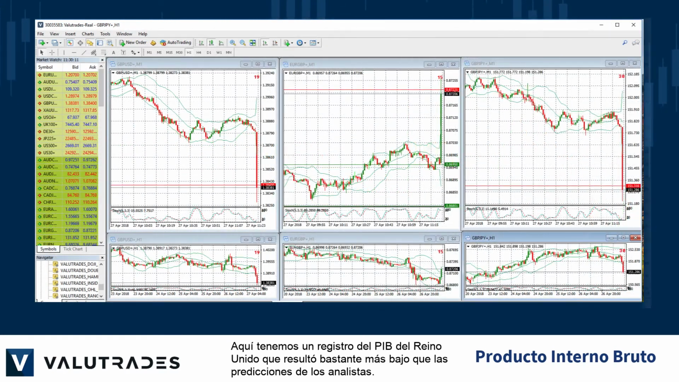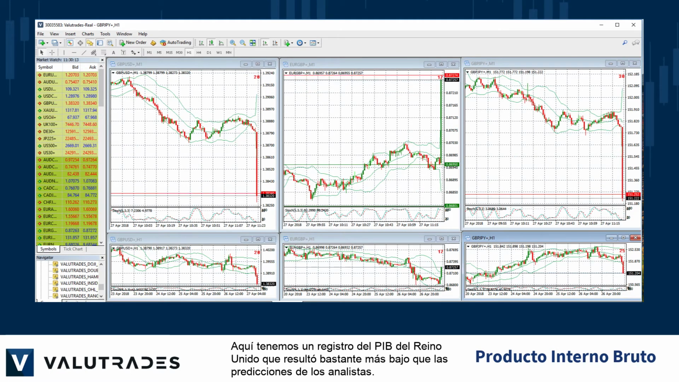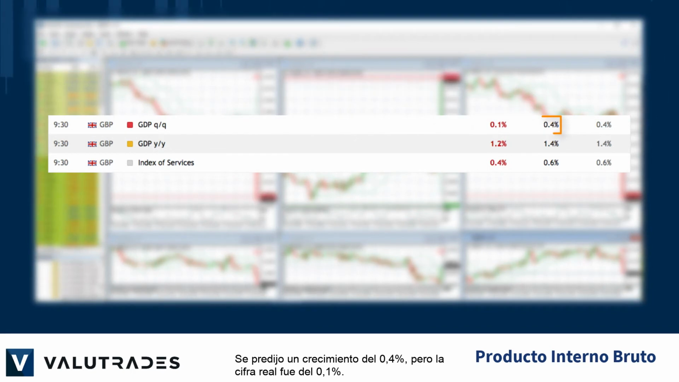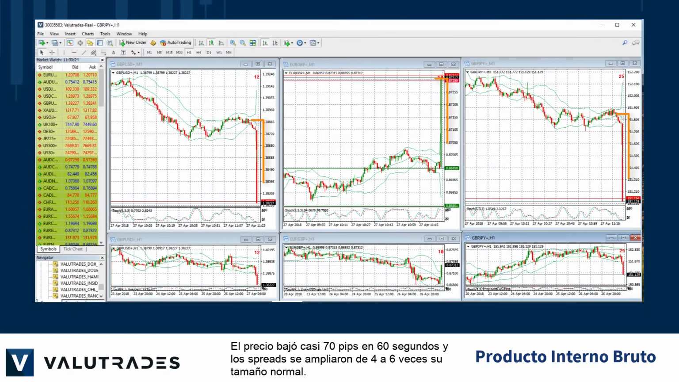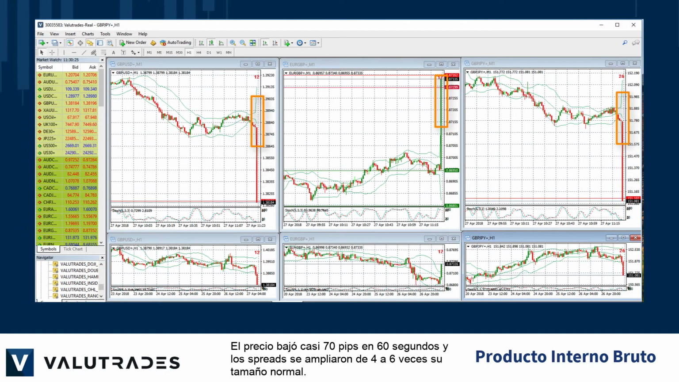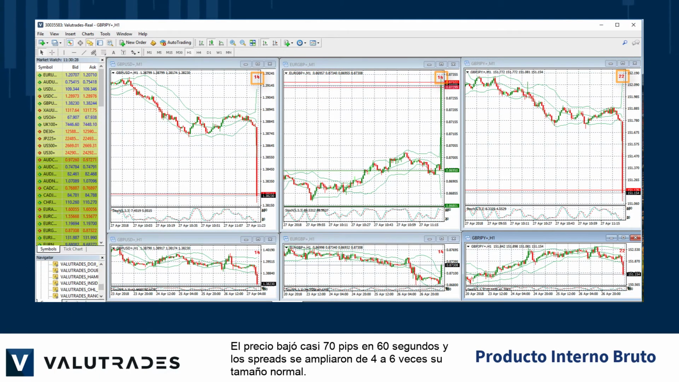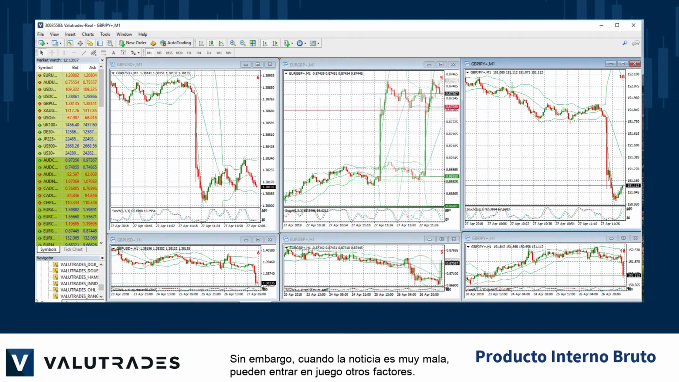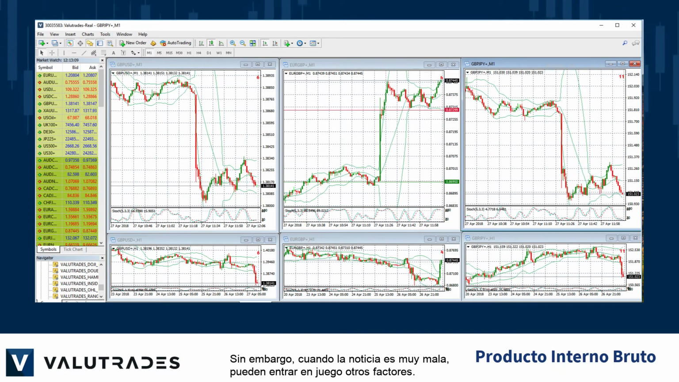Here we have a recording of the UK GDP, which turned out quite a bit lower than analysts' predictions. 0.4% growth was predicted, but the real figure came out at 0.1%. Price dropped almost 70 pips in 60 seconds, and the spreads widened to 4 to 6 times their normal size. Under normal circumstances, with a bit of bad news, we would find a counter-trend move and look for a reversal. However, when the news is very bad, other factors may come into play.